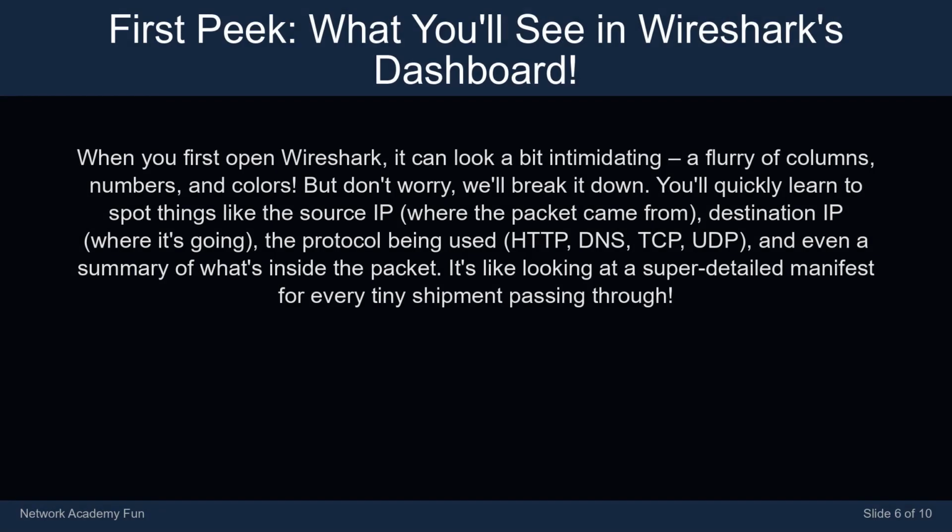When you first open Wireshark, it can look a bit intimidating, a flurry of columns, numbers, and colors. But don't worry, we'll break it down. You'll quickly learn to spot things like the source IP, where the packet came from, destination IP, where it's going, the protocol being used, HTTP, DNS, TCP, UDP, and even a summary of what's inside the packet. It's like looking at a super detailed manifest for every tiny shipment passing through.